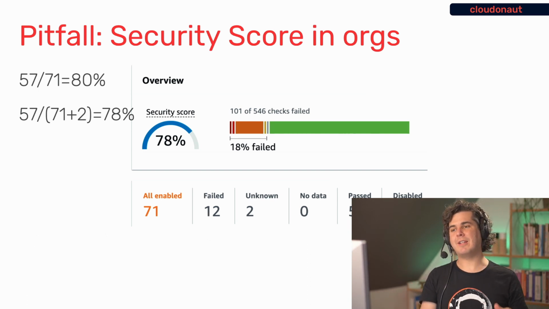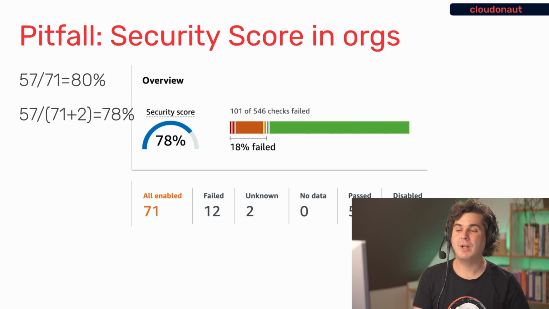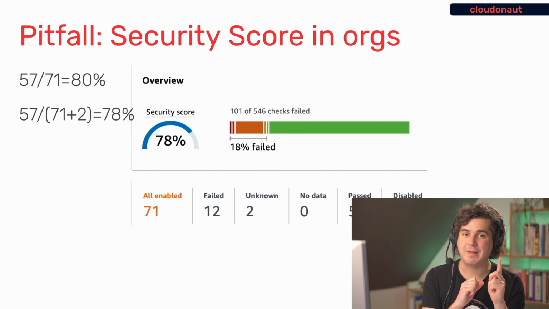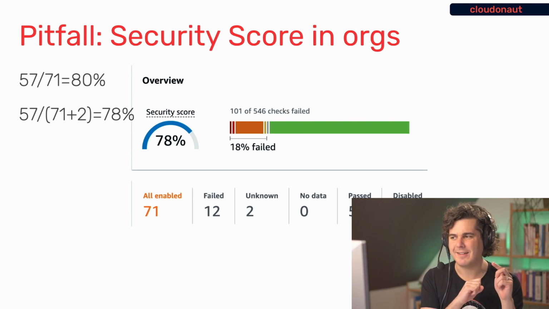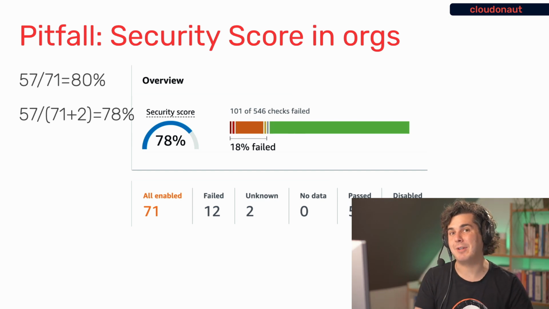If you are in organizational mode, we have to calculate a little bit differently. We take all the enabled checks, we look at the passed ones, and we divide it by the enabled ones, but we also have to add the disabled ones if they have findings. So that is super confusing. Only if they have findings, they are taken into account in this calculation. If we do the math again, then we get exactly 78%.